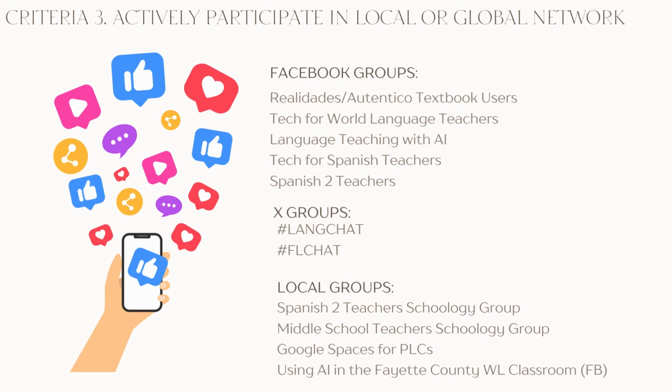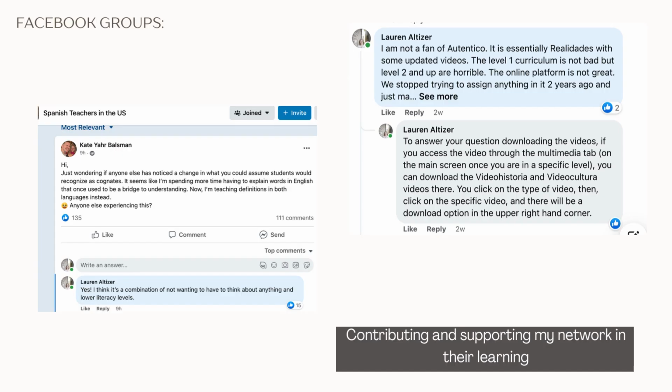I followed some hashtags on what was at the time Twitter and now X. I found Facebook to be a little more useful than X. X was really good for connecting with companies like Canva. And then additionally, I connected with local groups via Schoology, Google Spaces, and then Facebook.